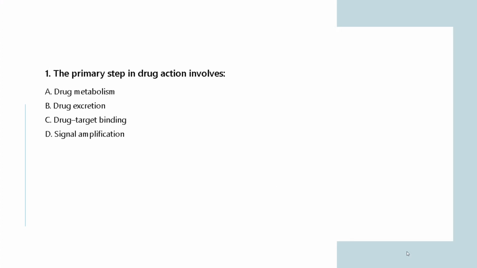So the primary step in drug action involves drug metabolism, drug excretion, drug target binding, and signal amplification. So the question is that first step which involves the drug action. As long as you have taken a drug, what is the first action which that drug does in your body? What do you think? Okay. So drug target binding.